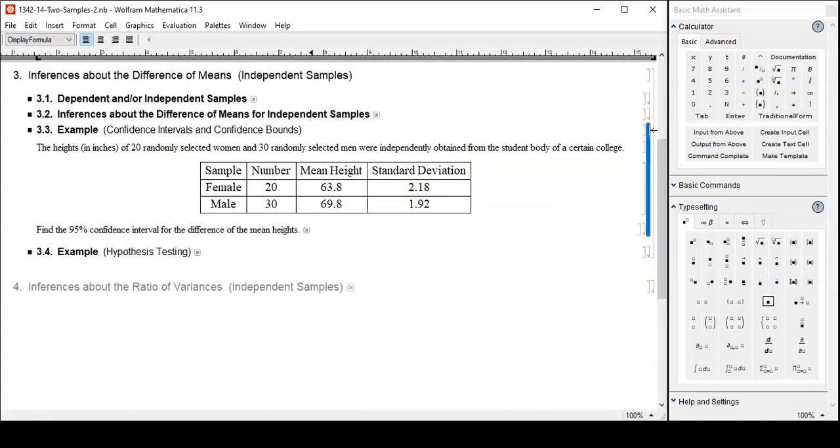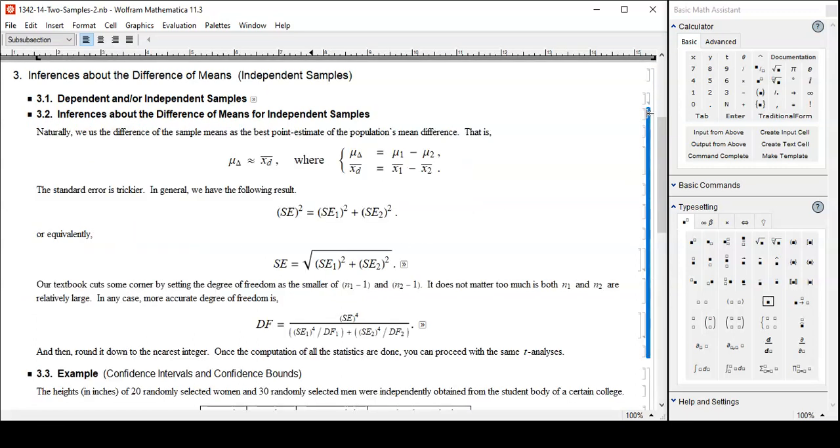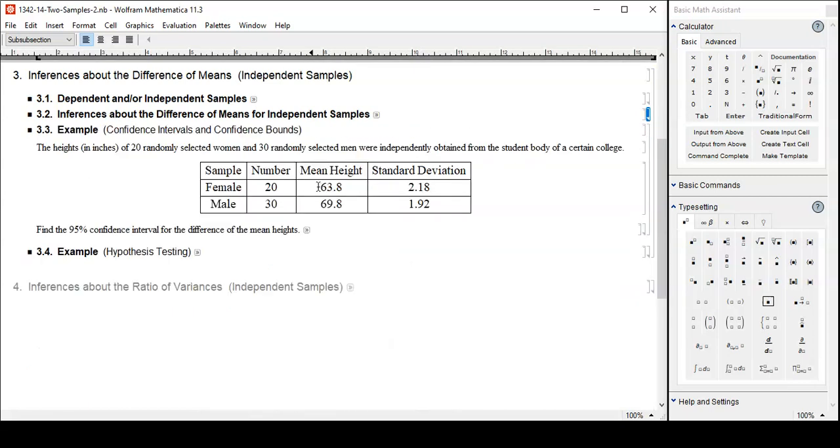All right, here we go. The heights of 20 randomly selected women and 30 randomly selected men were independently obtained from the student body of a certain college. And we have this data table. We are talking about men and women and two different sample sizes, so we cannot pair the data and subtract. What do we do? Well, we have to do these. The first step is to get the difference of means. And that's easy. I can even do it in my mental math. It's 6.0 because, yeah, it's easy.